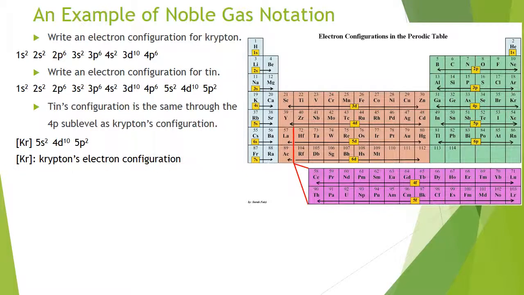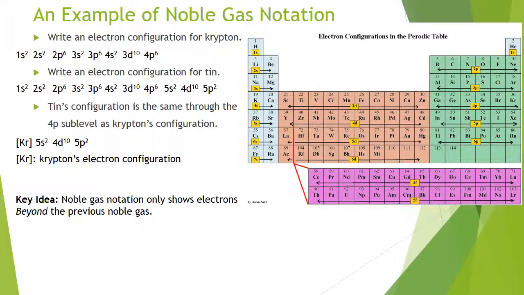So the point of all this is whenever we use noble gas notation, it only shows electrons beyond the previous noble gas. So for example, just to reiterate, we wrote tin's electron configuration. So we go to the previous noble gas, in other words, the noble gas from the period above it, so that would be krypton. And we say, okay, tin's going to have krypton's configuration plus whatever comes next.